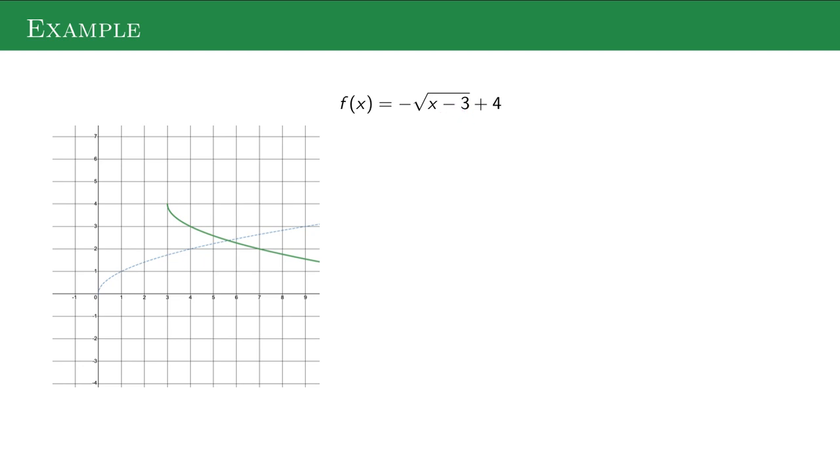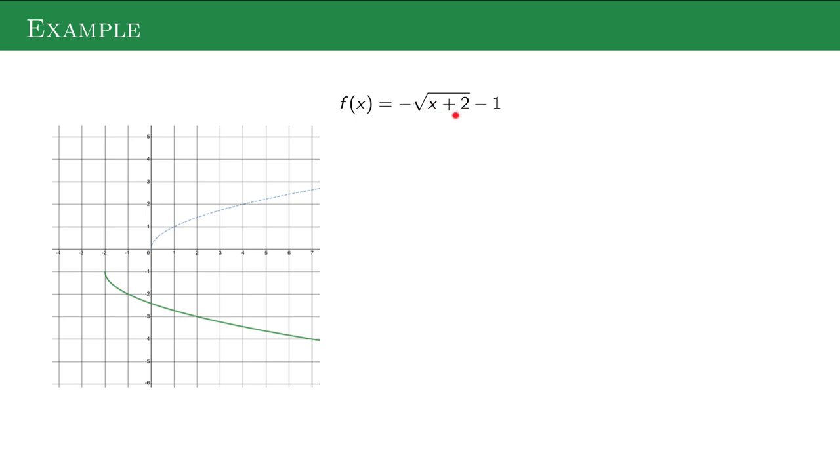Here I have x minus 3. I know that's going to move my graph right 3. And then the plus 4 moves my graph up 4. So this is my starting point, and normally it'd be going like this, but the negative makes it go the opposite direction. It's going downward. So that's my negative reflection.